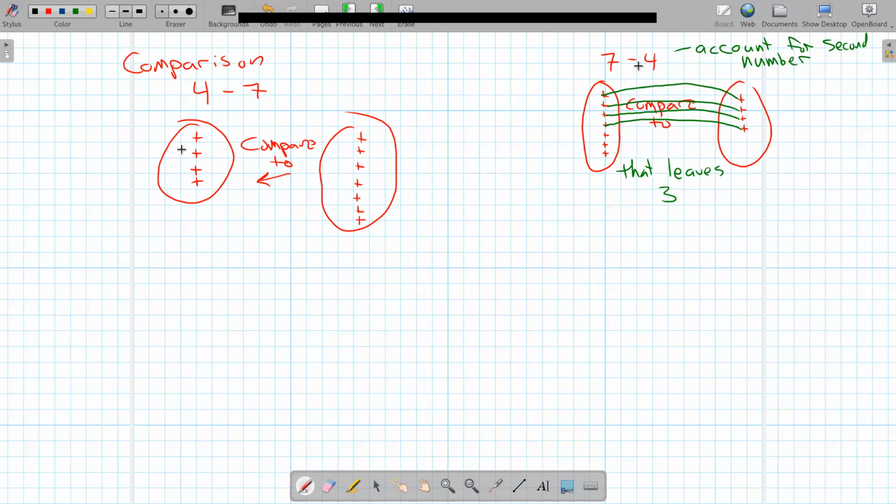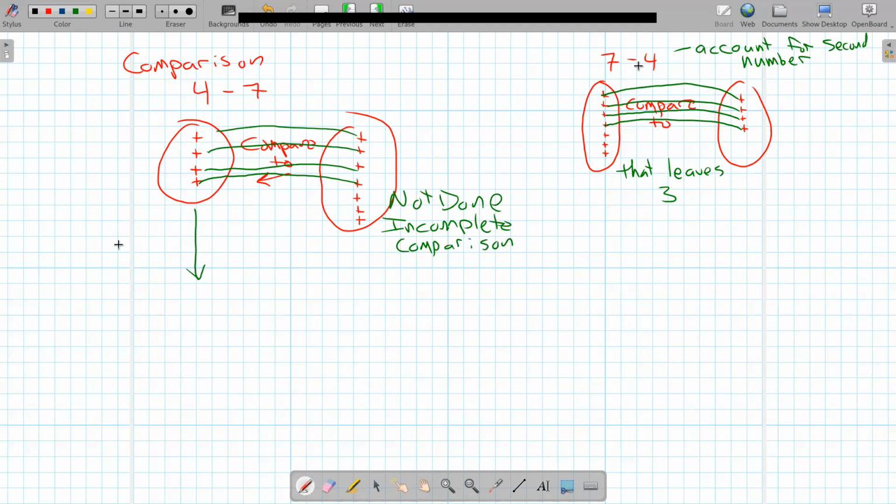Now, in this case, when I start that comparison, I'm incomplete. I match those up right there. And at this point here, I'm not done. My comparison is incomplete. I didn't finish the subtraction as comparison. So what I have to do, because that's incomplete, is I got to rebuild this. Rebuild to compare.